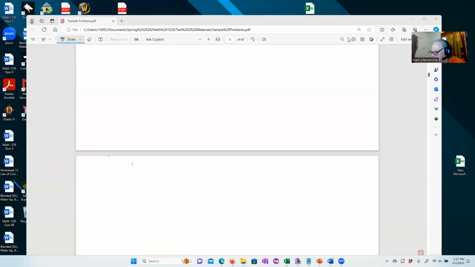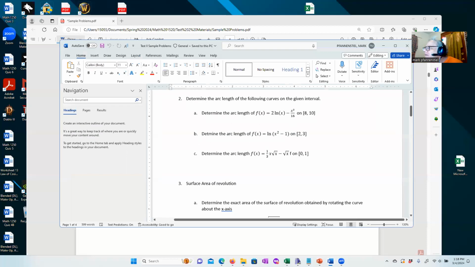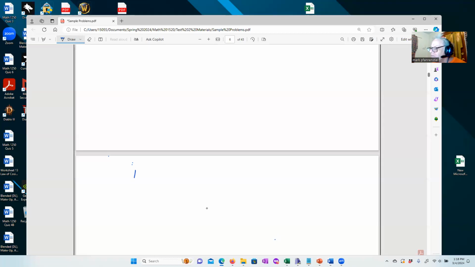We are continuing looking at arc lengths. So this was the next problem. We wanted to get 1/3 x square root of x minus the square root of x, on 0 and 1. We had to figure out that arc length.